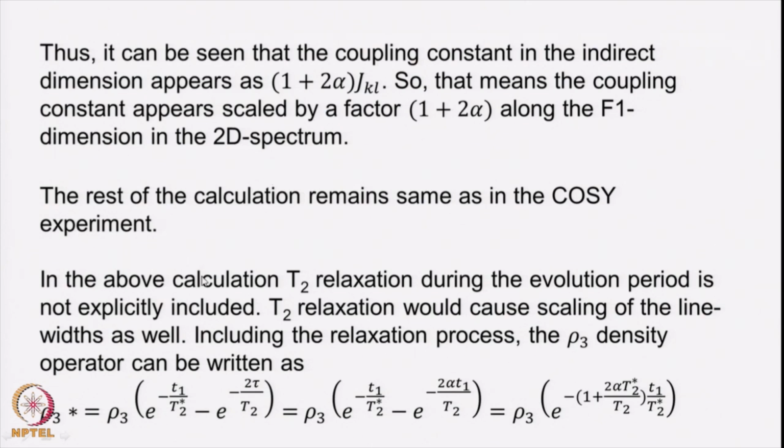Now, in this calculation what we have done, we actually have not considered the relaxation that happens during the evolution period. We did not consider that in the previous cases as well, but here it is more important to consider that because there is a spin echo sequence in the evolution period. So what happens during this period?